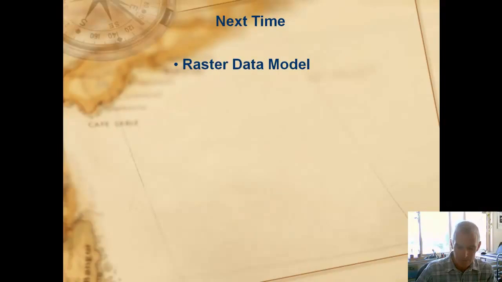So next time I'll talk a little bit about the raster data model. That was a quick fly-through of the vector data model, and I hope you got the basics out of those things. Vector, three basic things: points, lines, polygons; raster, grids and cells.